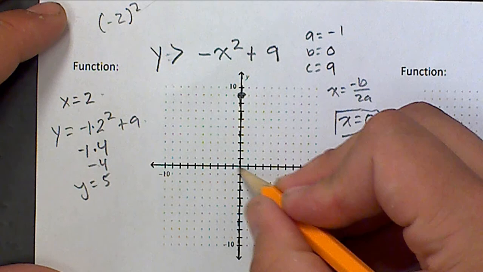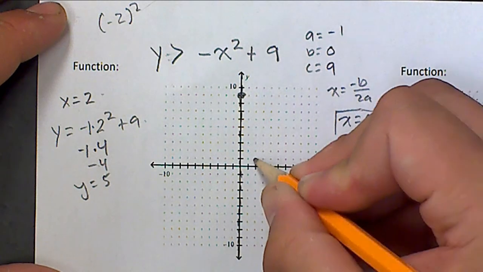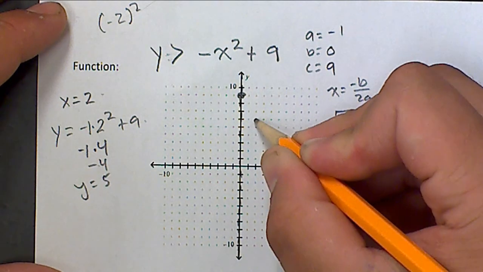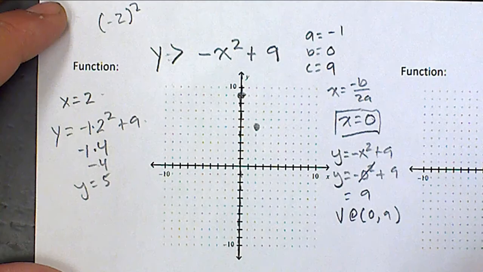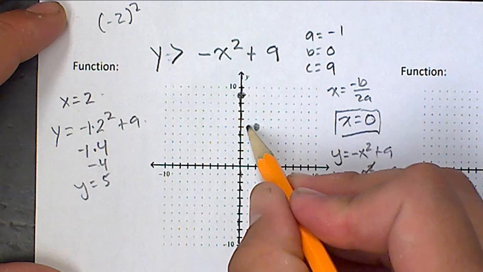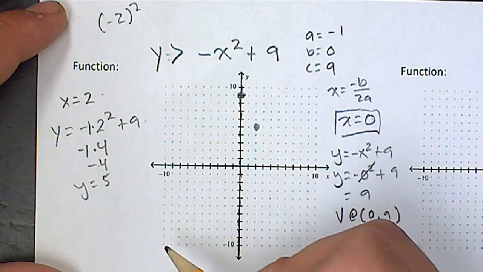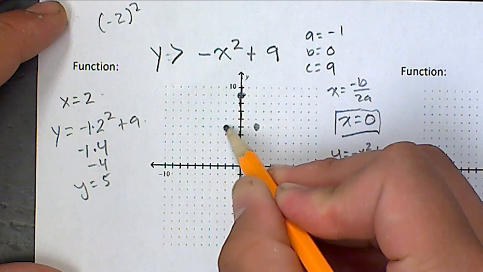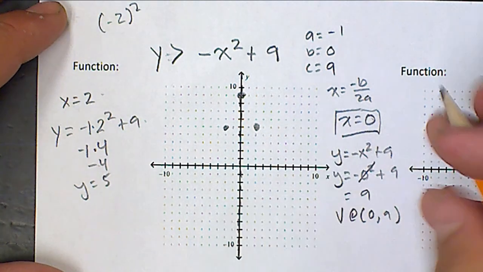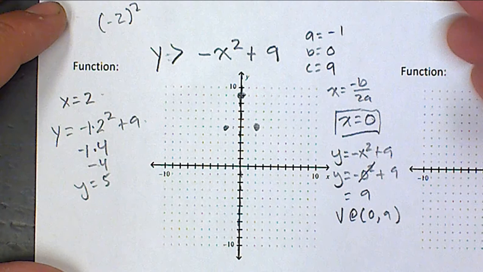So let's go over 2, up 5: 1, 2, 3, 4. Wait, 1, 2, 3, 4, 5. That's this point right there. This point is 2 units away from the axis of symmetry to the right. So go 2 units the other way to the left. There's the other point.